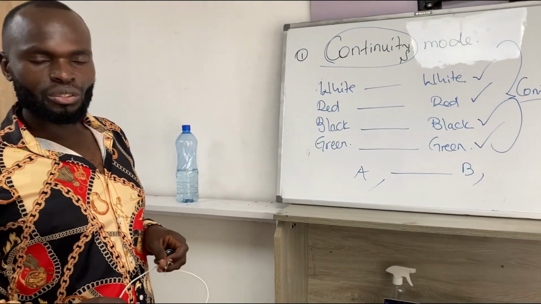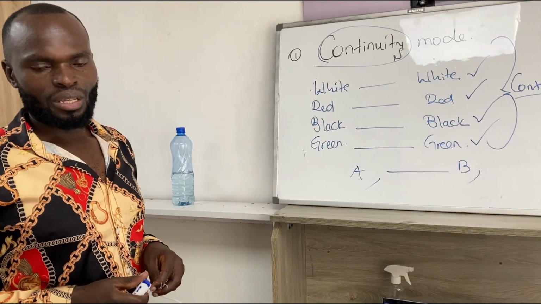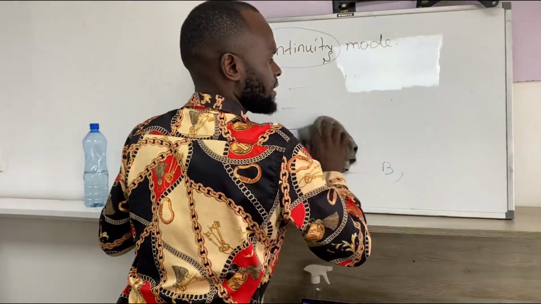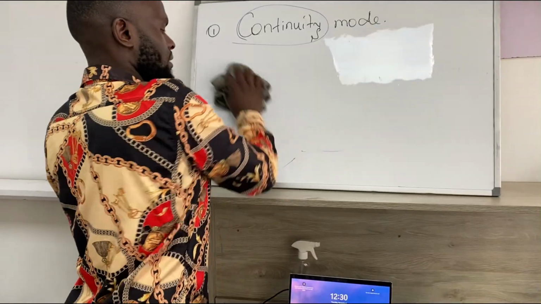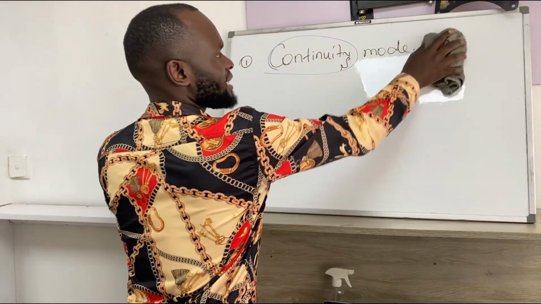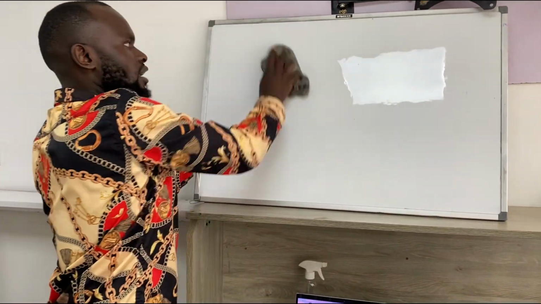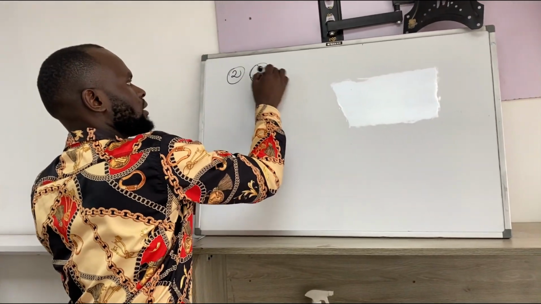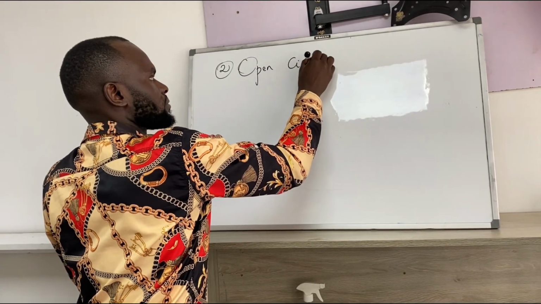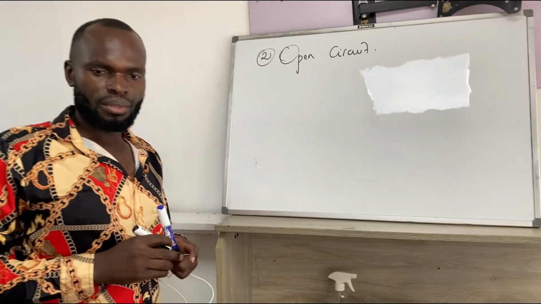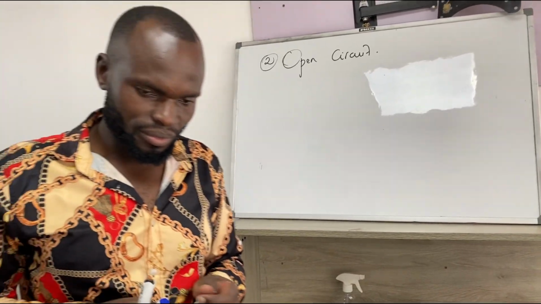Okay? We go to open circuit, or we can either go to open circuit, the second one, or short circuit. We have two types of circuits that are remaining for you to understand. We're done with a complete circuit. The first one is a continuous or a complete circuit. The second one, number 2, is an open circuit. So what's an open circuit? What do you think an open circuit is?